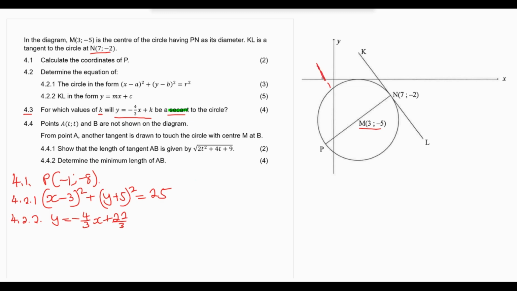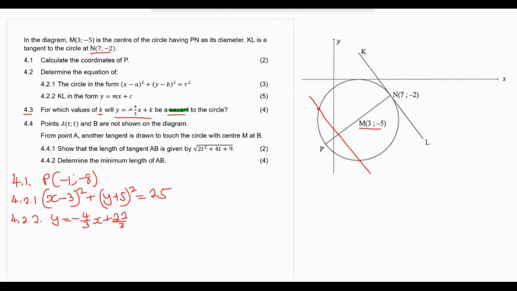or let me just use this. This is a secant, because it passes through 2 points of a circle. This is also a secant. See that? It's passing through 2 points in a circle. Now it says, for which values of k will y = -4/3 x + k be a secant to the circle?